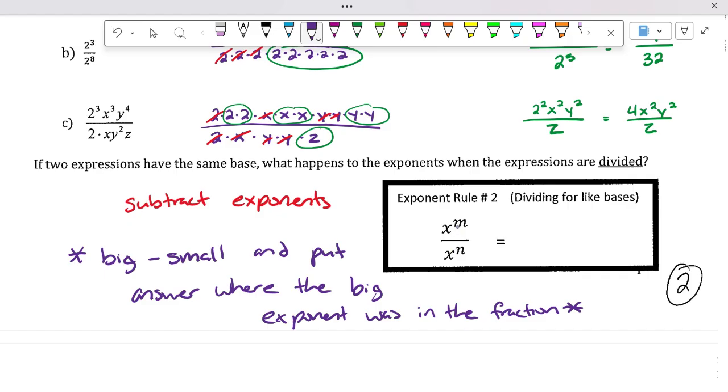So if I rewrite these as x to the m divided by x to the n, this is the same thing as x to the m minus n. And that's if we're assuming that m is greater than n. So if m is greater than n, we'll do m minus n.